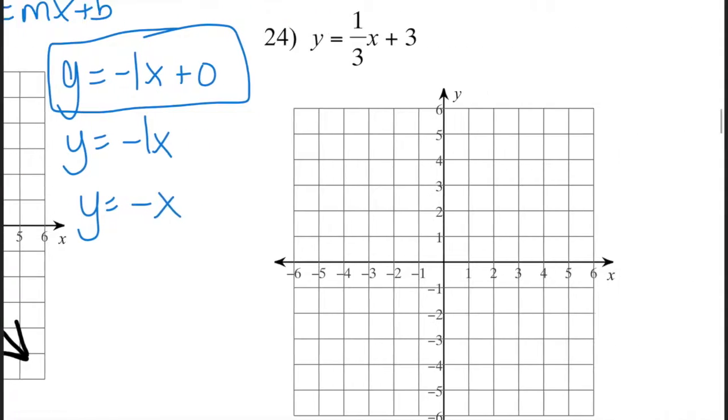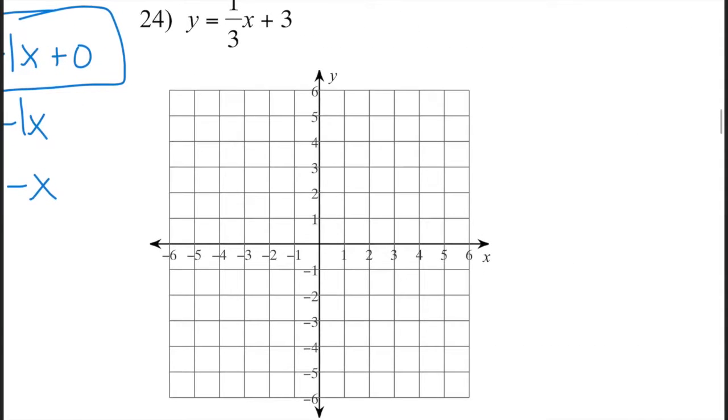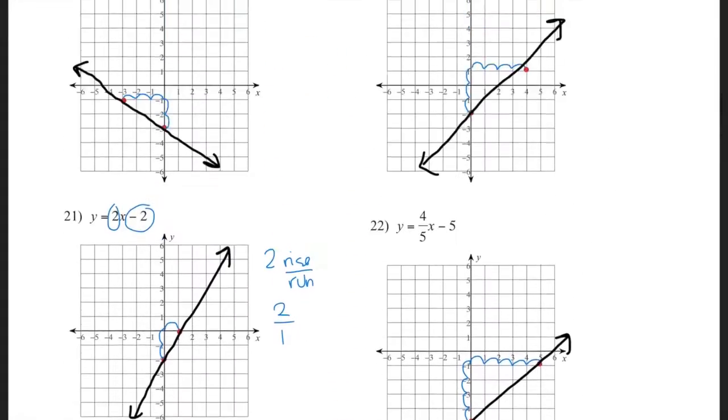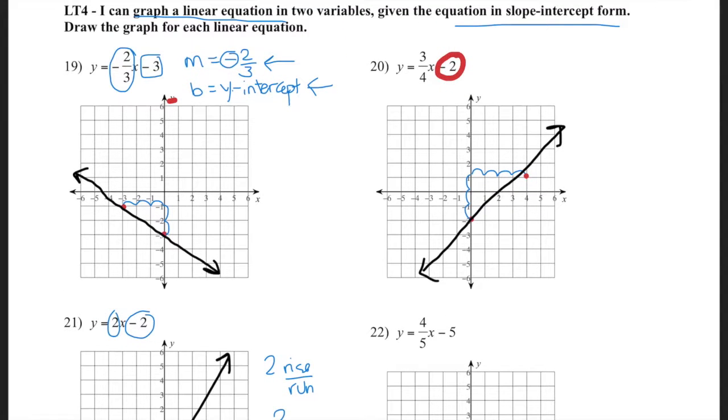And then moving to number 24, we have a y-intercept of positive 3, and our slope is 1/3, so up 1 over 3. All right, up 1 over 3, and our line looks like this. Okay, so there you are, drawing your graph from your equation in slope-intercept form.